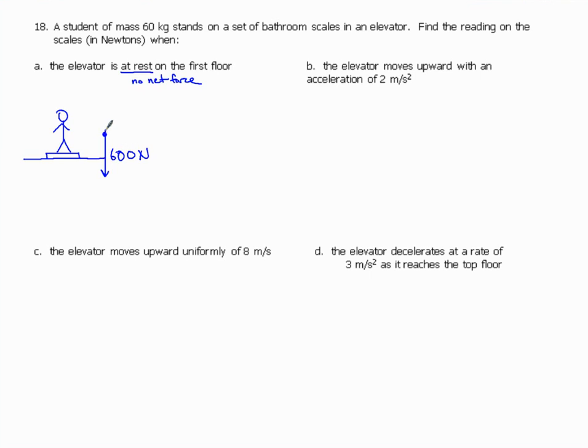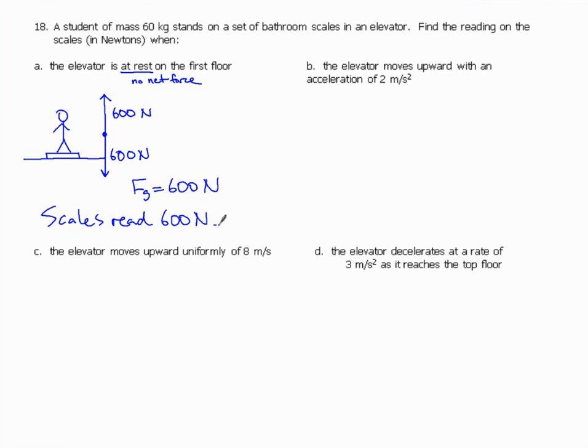600 newtons. And that means that the floor and the scale is contributing 600 newtons to keep the student from falling through the floor. So in order to hold the student up, the floor or the bathroom scale is exerting 600 newtons in the opposite direction. So there's my weight, 600 newtons, and the scales read 600 newtons.